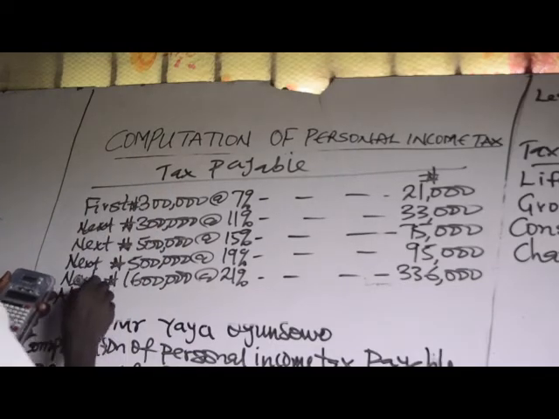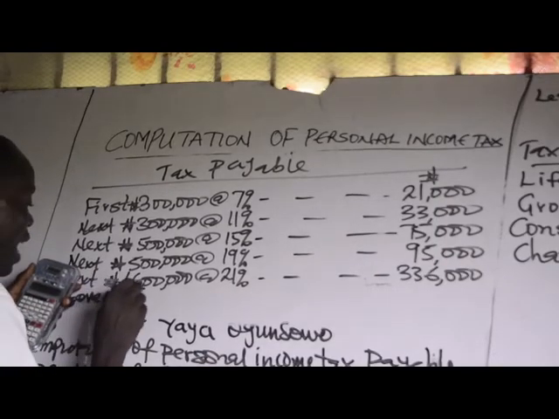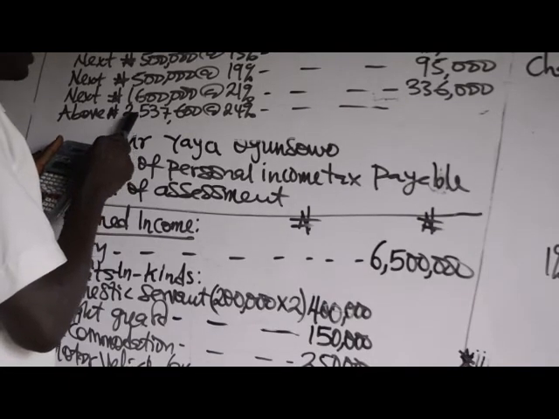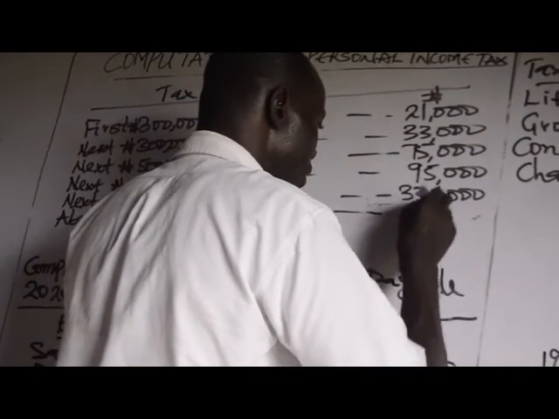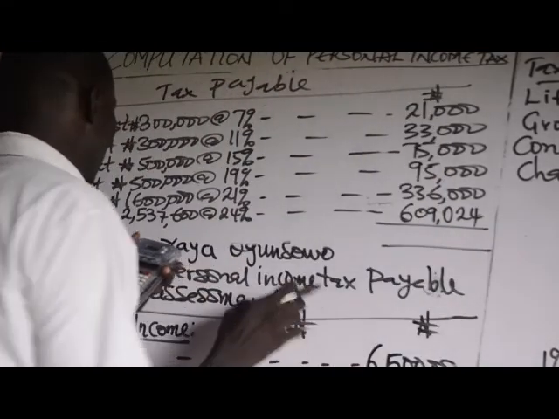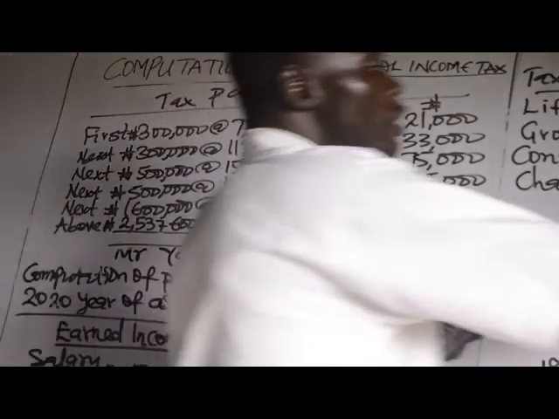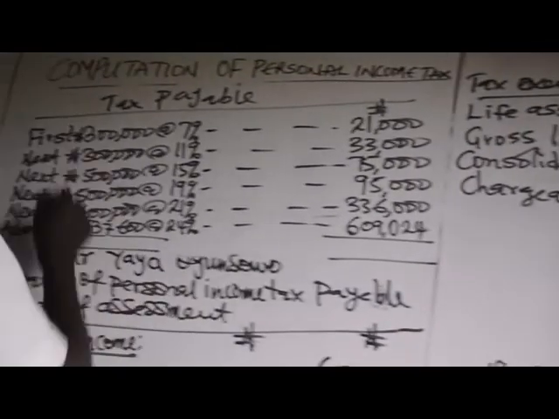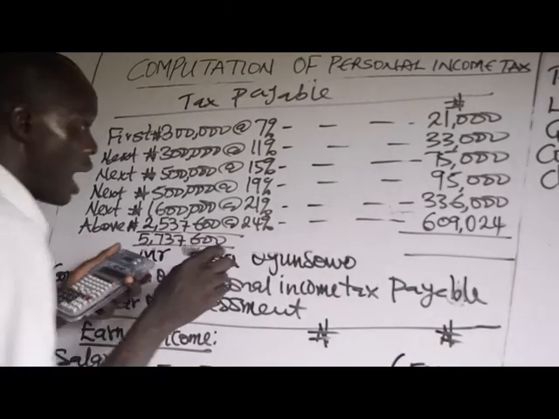So anything above that will be taxed at 24%. So now we are left with 2,537,600, and that will be taxed at 24%. 24% of 2,537,600 gives us 609,024. If you also add the total income that has been taxed so far, it will give you 5,737,600, which is our chargeable income.